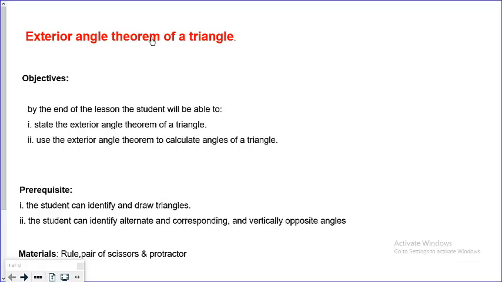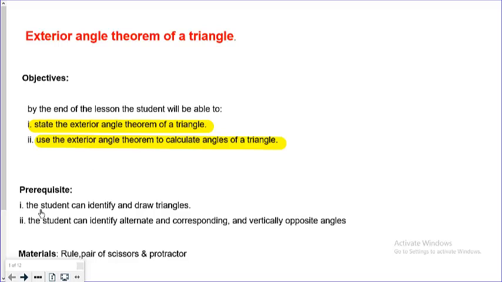Exterior angle theorem of a triangle. By the end of the lesson, the students will be able to: 1. State the exterior angle theorem of a triangle. 2. Use the exterior angle theorem to calculate angles of a triangle.